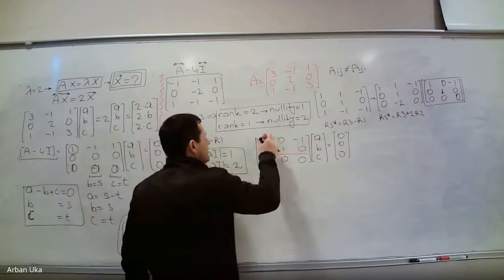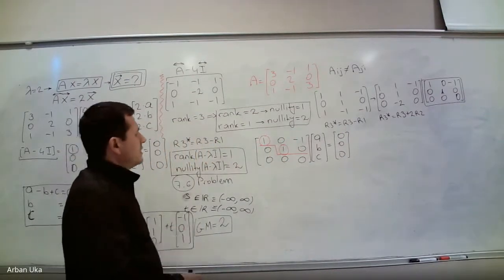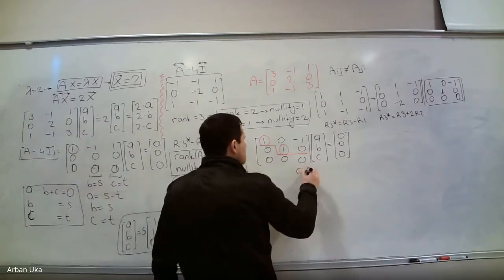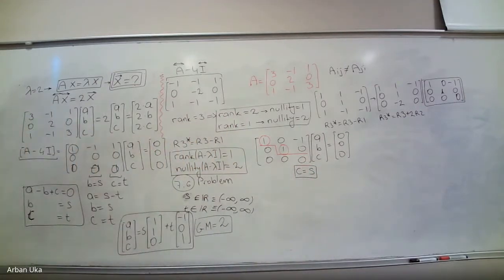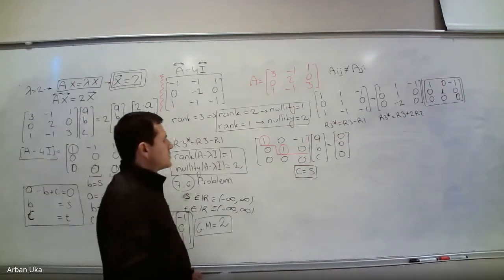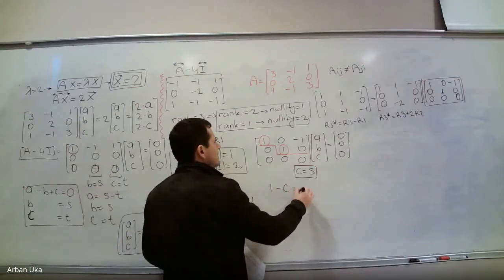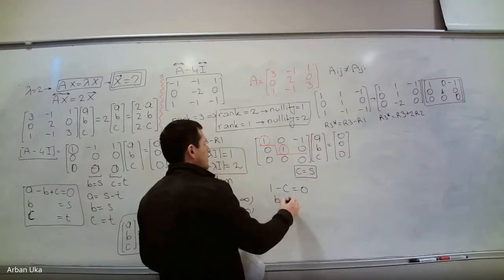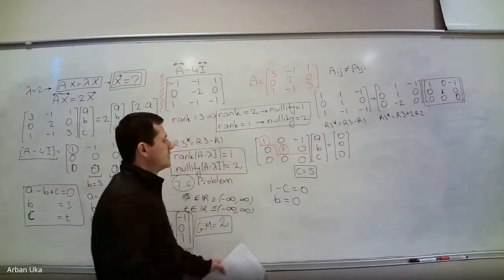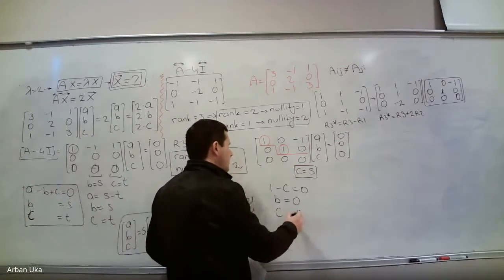The leading ones are located in here. So we have only one free variable. We can say here that C is equal to any variable S. S is a number from -infinity to +infinity, which makes it any real number. From the first equation, we get that A minus C is 0. From the second equation, B is equal to 0. And the third equation is that the third value C is a free variable S.